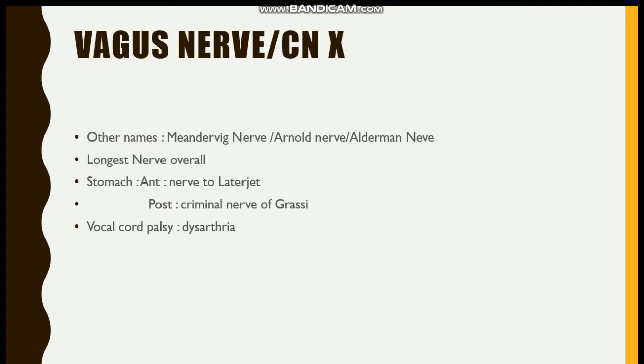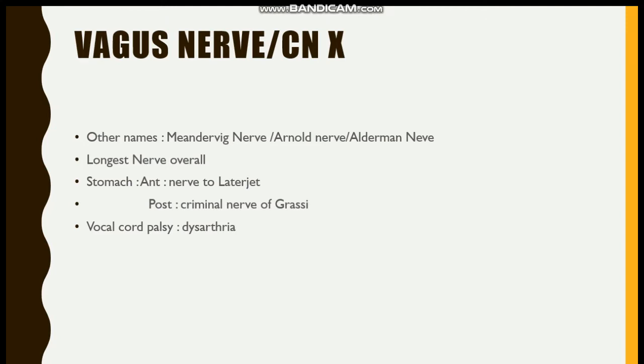Vagus nerve, the next nerve. These are very important: Alderman's nerve, Arnold's nerve, and Ramsay Hunt. It is the longest nerve overall. In the stomach, it divides at the neck of the stomach, in the lower part of the esophagus, into two, anterior and posterior parts. The anterior nerve is called the nerve of Latarjet, and the posterior nerve is called the criminal nerve of Grassi.